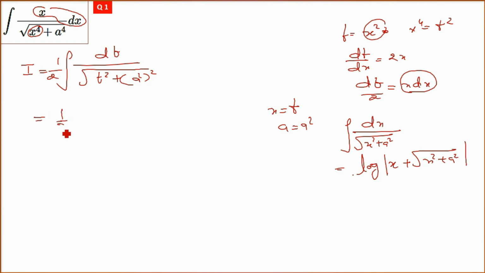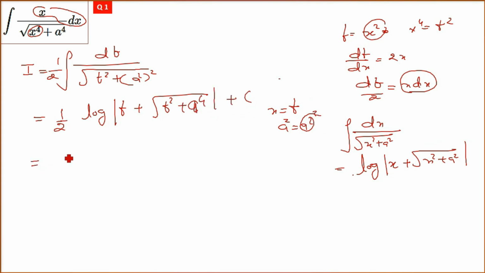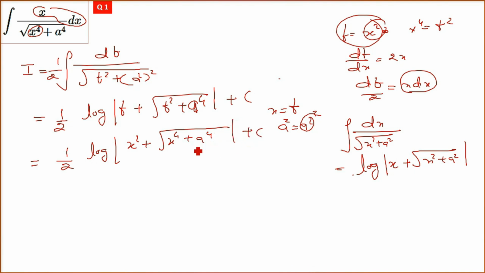It will be 1 by 2 log, this x will be t, plus under root t square plus a square, since it is a square whole square. So this is a raised 4, plus constant of integration. Now we'll replace this t. What was the initial assumption? It was x square. So it will be x square whole square, that is x raised 4, plus a raised 4, plus constant of integration. That's your final result.